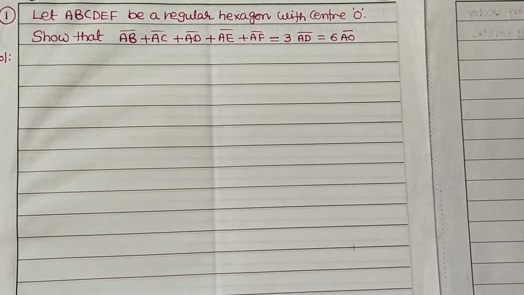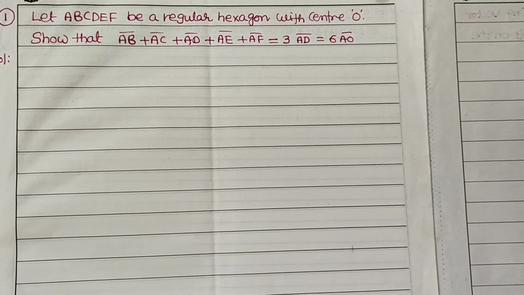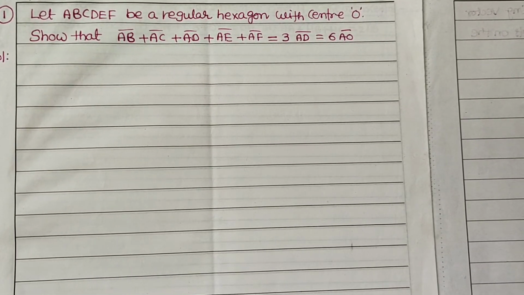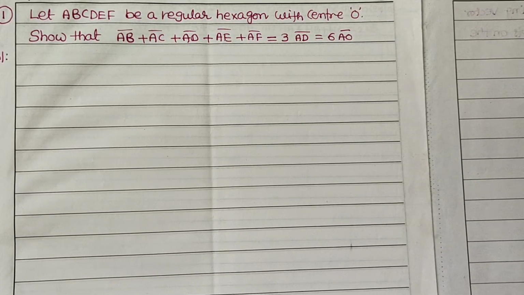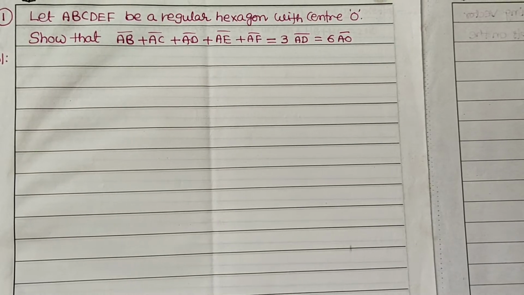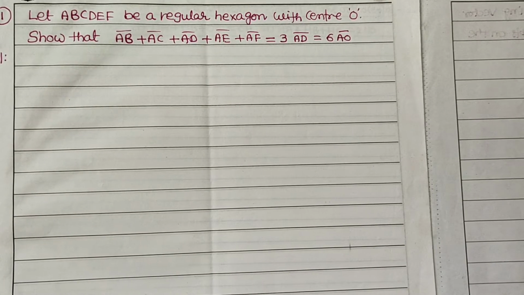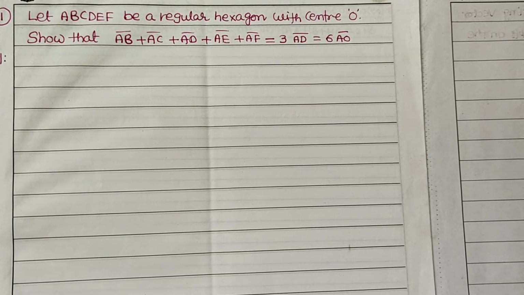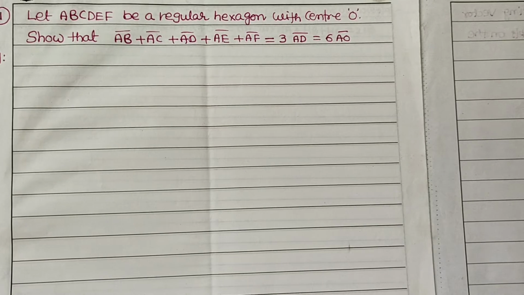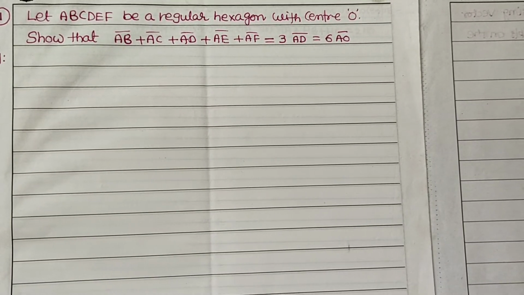In this video, we are going to discuss important questions in vectors. Some examples, 4 marks and 7 marks questions we will discuss now. So first question, let ABCDEF be a regular hexagon with center O. Show that AB plus AC plus AD plus AE plus AF equal to 3 times of AD, which is equal to 6 times of AO.